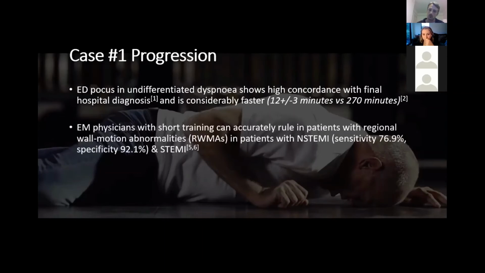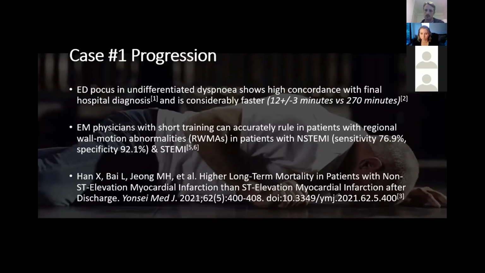Studies have shown that with short training, we can accurately rule in patients with regional wall motion abnormalities in patients with STEMIs and NSTEMIs. And it's nice for us to go beyond our level 1 ultrasound, which for echo is a good foundation, but essentially is looking at whether the heart's beating and the really big stuff like tamponade. But if we can get into learning a bit more, maybe spend some time with your echo techs and learn a bit about assessing these things in a bit more detail, then we can learn quite a bit.